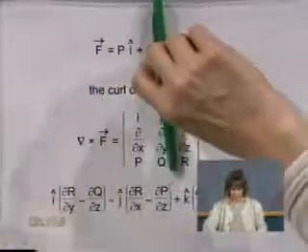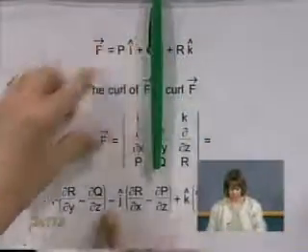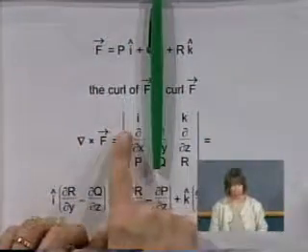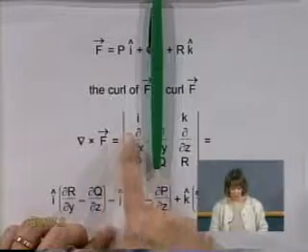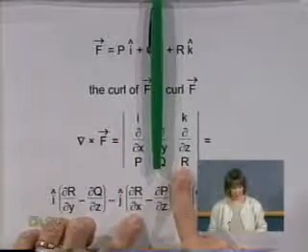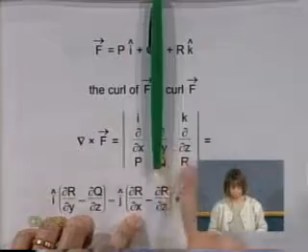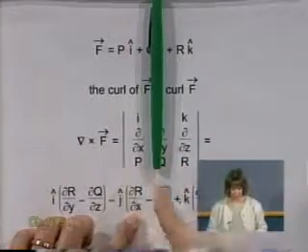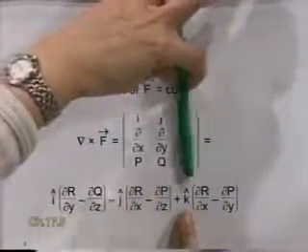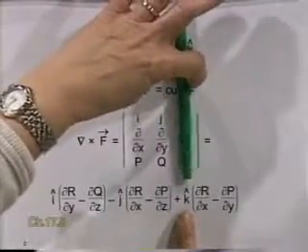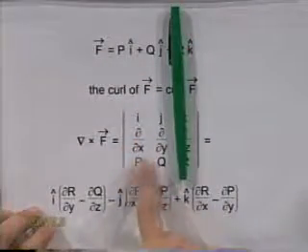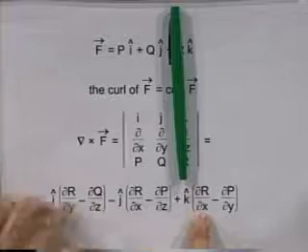Then you eliminate the row and the column that j is in, and remember it's minus j. Always start in the top left-hand corner. So the partial with respect to x of r minus the partial with respect to z of p, and then plus k, eliminate the row and column that k is in, and you'll have the partial with respect to x of q.